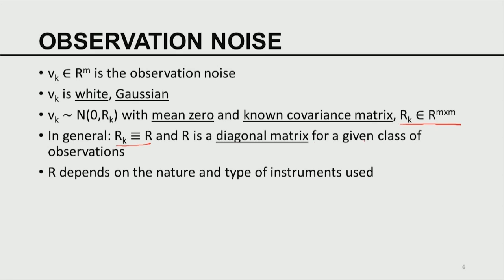So what does this mean? I have ZK as my observation. ZK is a vector, which is ZK1, ZK2, up to ZKM. So what is it that we are going to assume? ZK1 has its variance, ZK2 has its variance, ZKM has its variance. But ZK1 and ZK2 are uncorrelated. ZKi, that means the ith component of the observation and the jth component of the observation are uncorrelated.